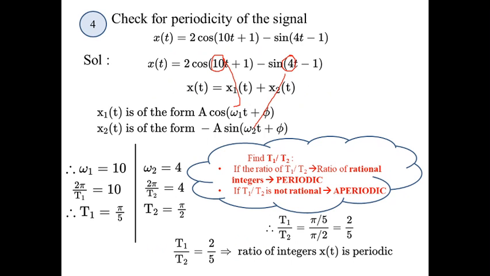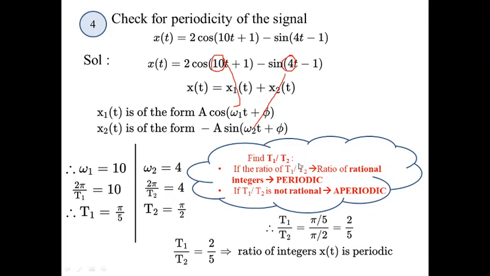Just to summarize, what is the procedure for this type of problem where you have an addition of more than one signal? In that case, the first step is to identify the signals individually, that is x1 of t and x2 of t. Then you have to check as usual whether they are in standard form. If they are in non-standard form, you have to convert them into standard form. After converting into standard form, you find omega 1 and omega 2. From that you find T1 and T2. After finding T1 and T2, you should find the ratio of T1 by T2.